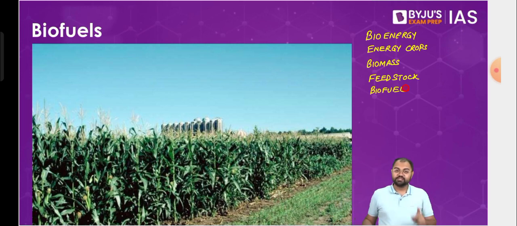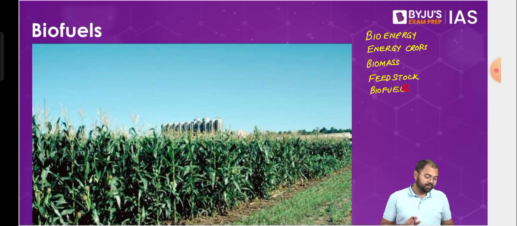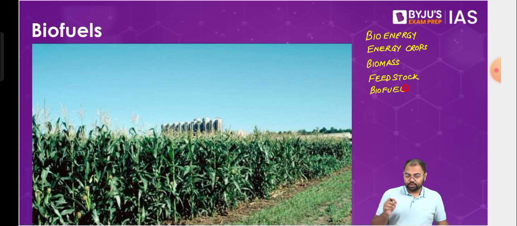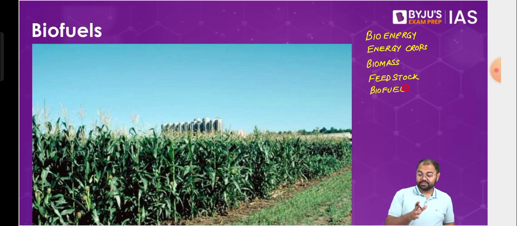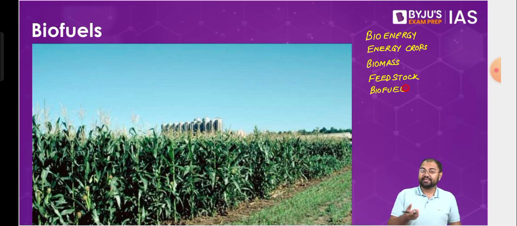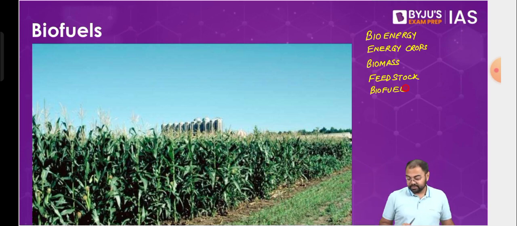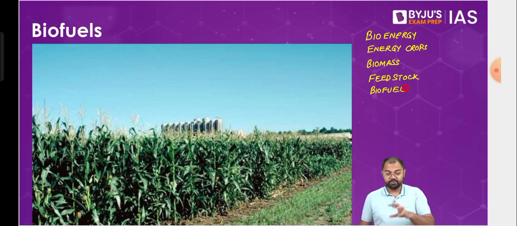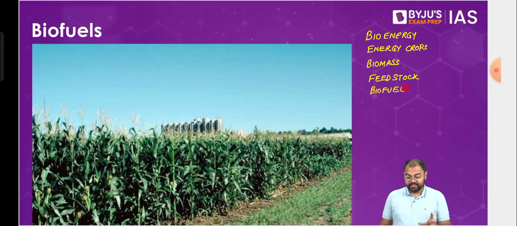So bioenergy. What is bioenergy? Energy that comes from biological origin, we say that it is bioenergy. Then energy crops. What are energy crops? Crops which are good sources of carbohydrates, and that's why they can also be used as a source of bioenergy. Biomass. What is biomass? The biological material that we derive from plants or animals which are living or recently living. Feedstock. What is feedstock? The raw material. Any biomass that we want to use for the generation of bioenergy will be called feedstock.